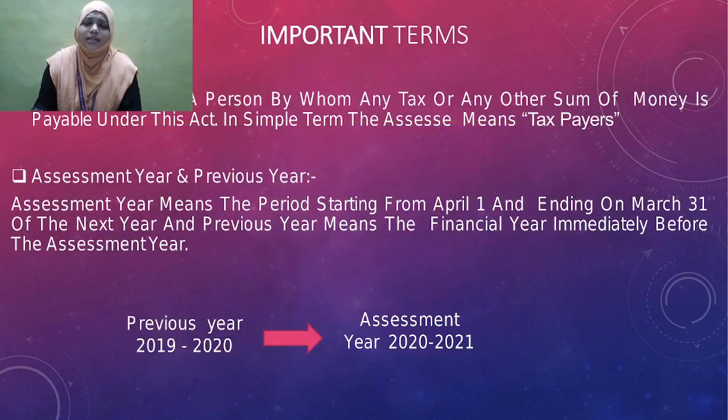So, the important terms we learn in income tax are: an assessee, the one who pays the income tax, or the one who is eligible to pay the income tax, is the simple term used for taxpayers. We would also like to learn the terms assessment year and previous year. Our previous year is 2019-20, whereas our assessment year, which will be our current year, is 2020-21.